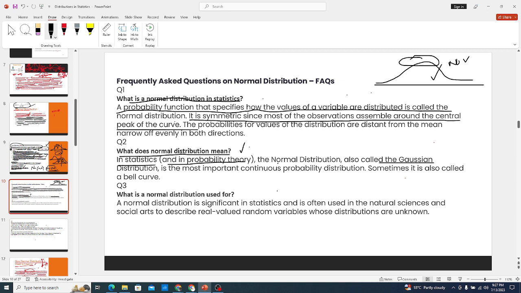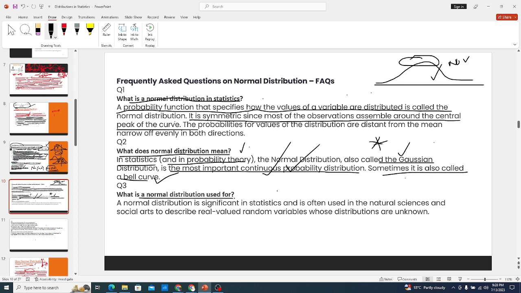In statistics, the normal distribution, we said, is also known as Gaussian distribution. It's the most important continuous probability distribution. As I have said, it is the most known continuous probability distribution, because it can accommodate even decimals. Sometimes it's also known as a bell shape.